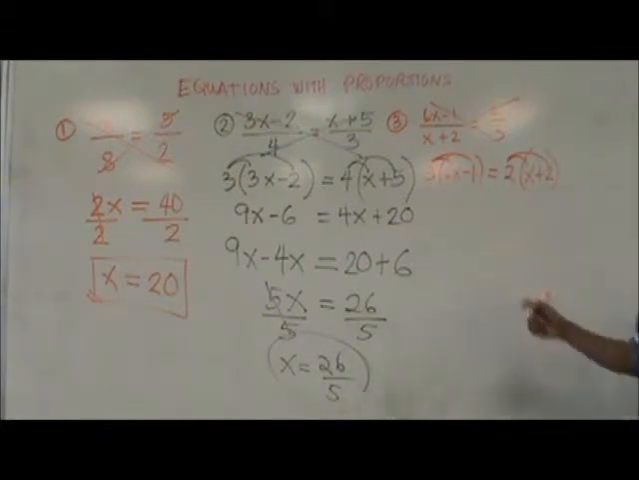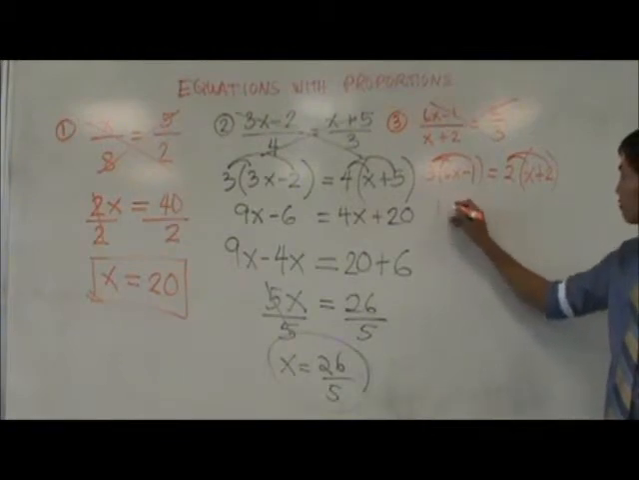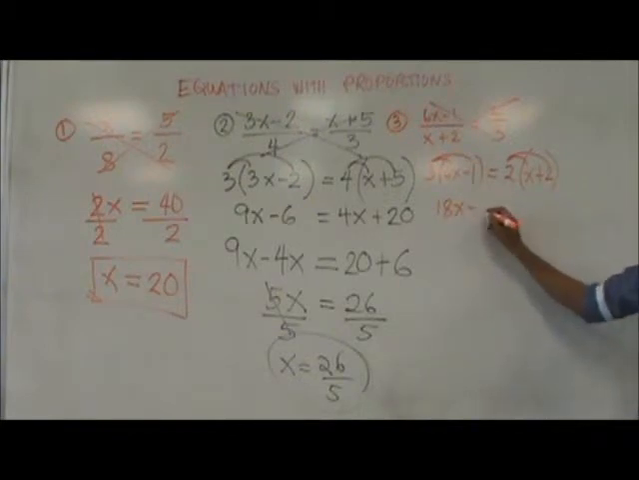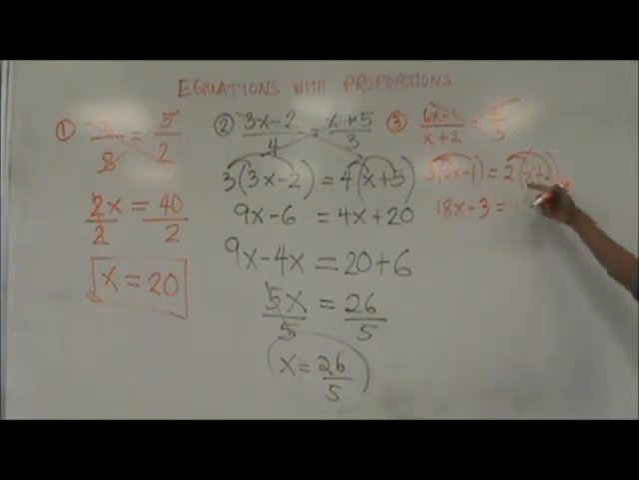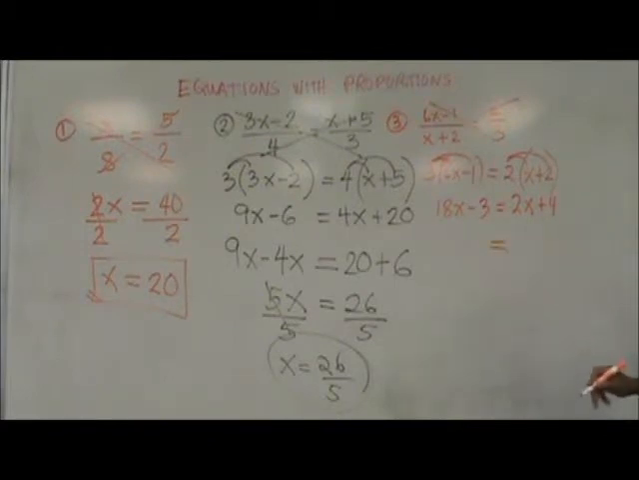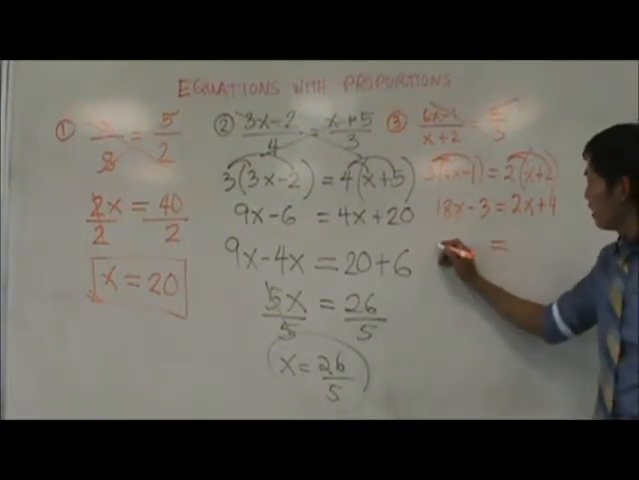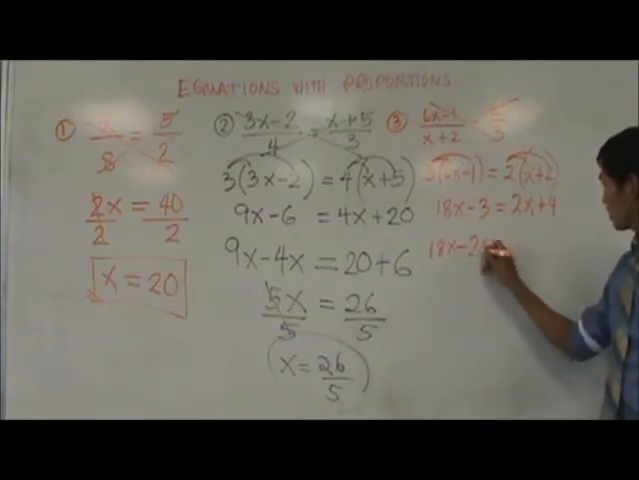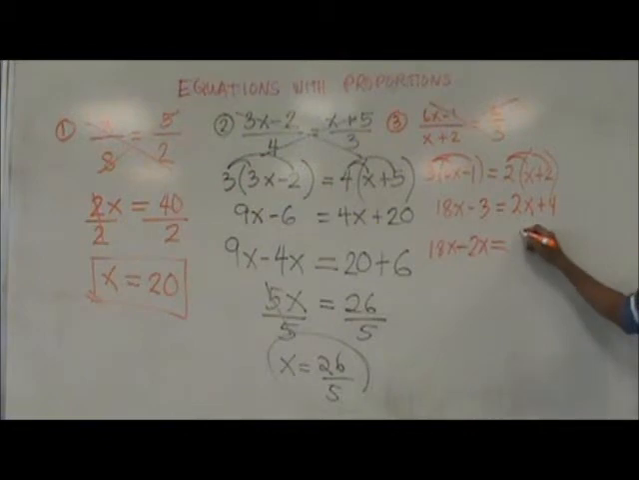Distribute 3 by multiplying 3 and 6, which is 18x. 3 times negative 1 is negative 3 equals 2 times x is 2x. 2 times 2 is 4. Algebra swag again. We want both x's on the left side. Copy 18x. 2x over becomes minus 2x. I'm going to write down 4. Minus 3 over becomes plus 3.